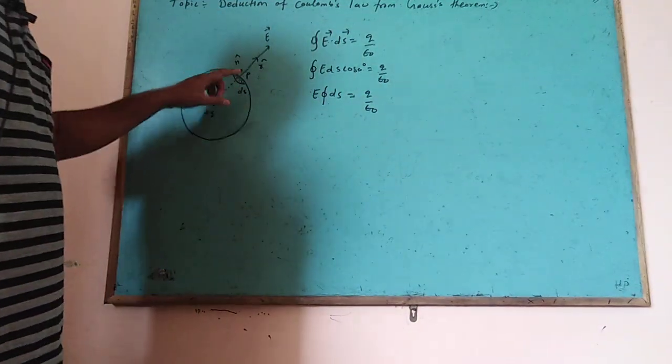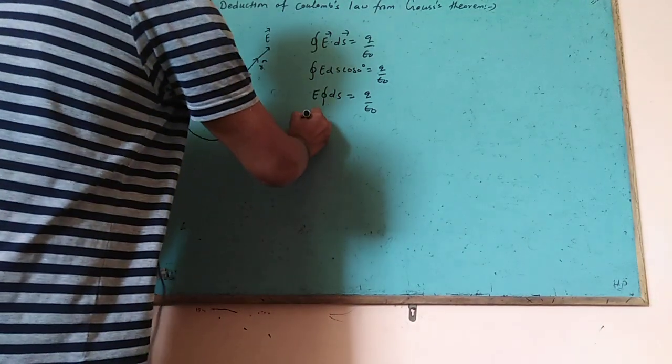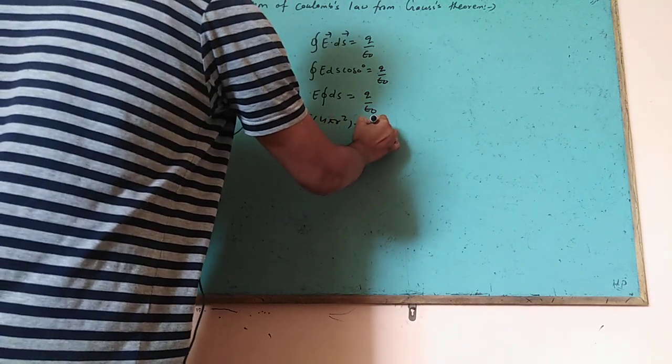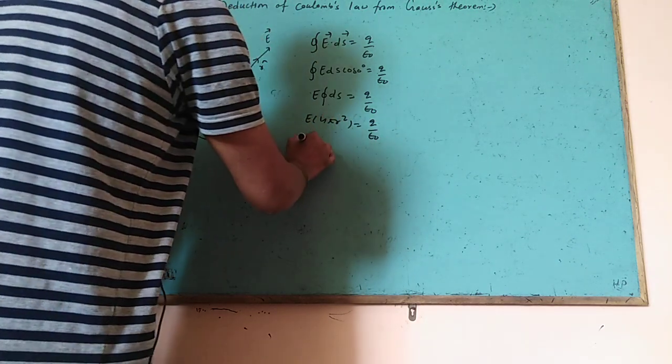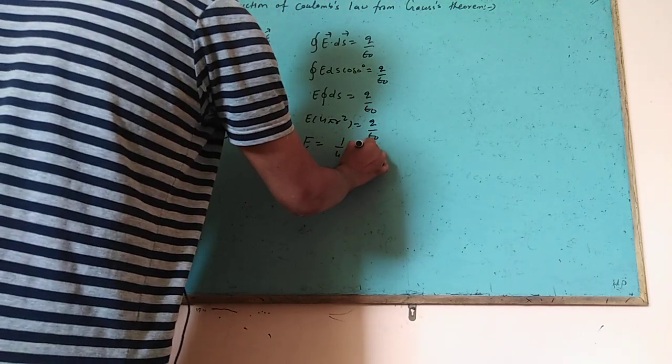Now you know that the surface area of the sphere is 4 pi r square. This is E into 4 pi r square is equal to q upon epsilon naught, where E equals 1 upon 4 pi epsilon naught, q upon r square.